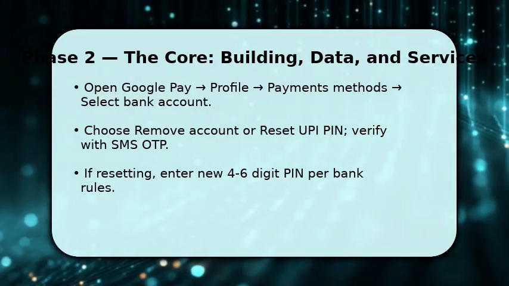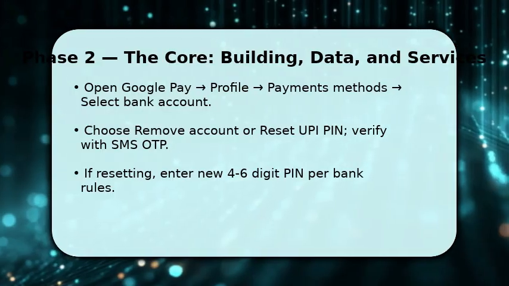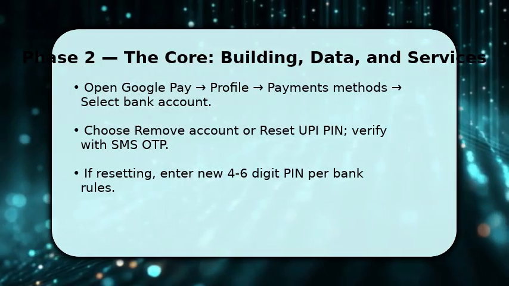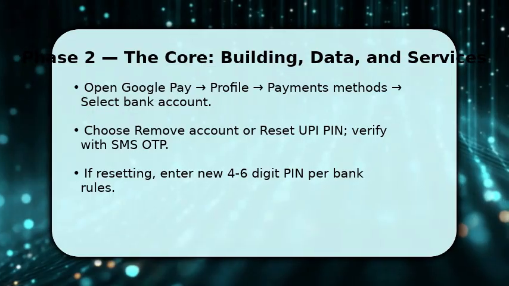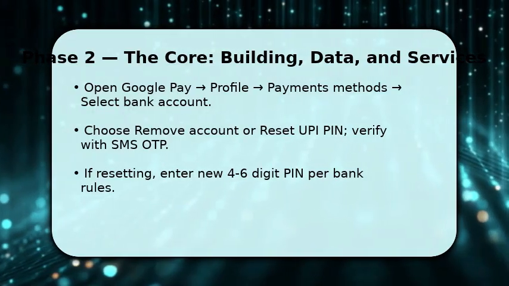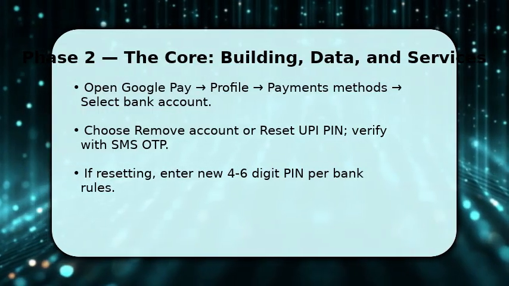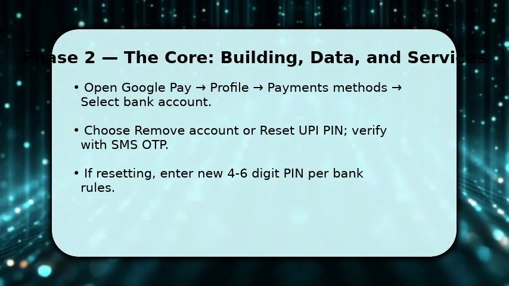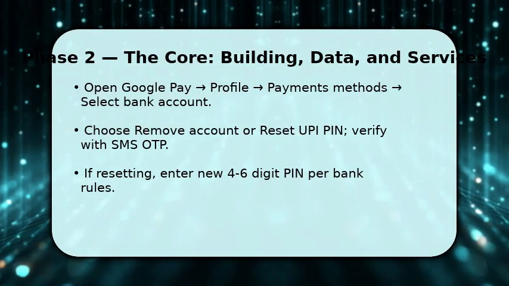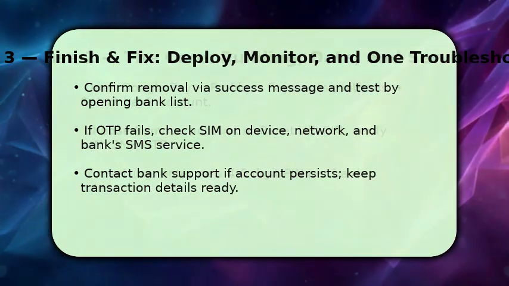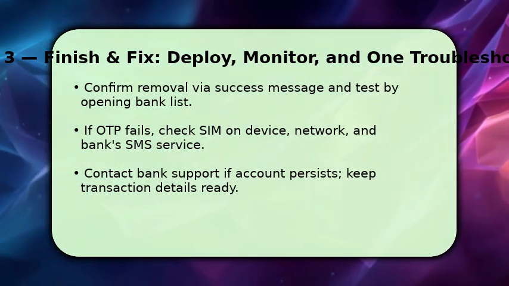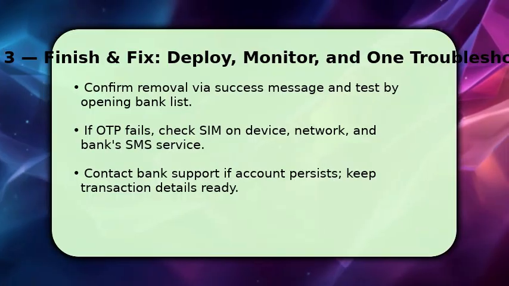If instead you prefer to reset the UPI PIN, choose Reset UPI PIN, verify via your bank's OTP, and set a new PIN according to your bank's length rules. Make sure the OTP comes from your registered mobile number. Otherwise, finally, confirm the removal or reset with the on-screen success message. Then reopen the bank list to ensure the account is gone or shows updated PIN status.